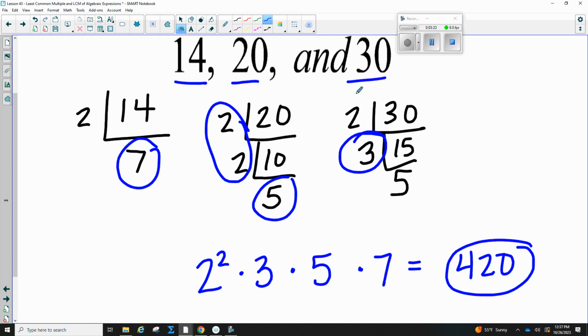So think about how long that would have taken me if I had done it my way, where I was like 90, 120, 150, and I was just going through all the multiples of 30. It would take forever. So this method is better with numbers like this.